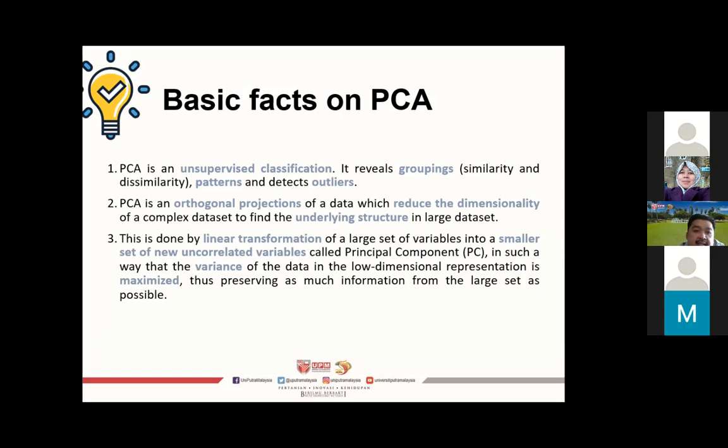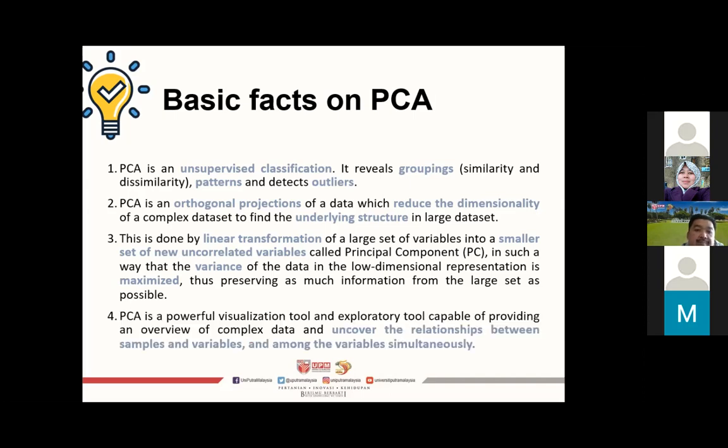This is done by linear transformation of a large set of variables into a smaller set of new uncorrelated variables called PCs in such a way that the variance of the data in the low dimensional representation is maximized, thus preserving as much information from the large set as possible. It is a powerful visualization and exploratory tool capable of providing an overview of complex data and uncovering the relationship between samples and variables and among the variables simultaneously.